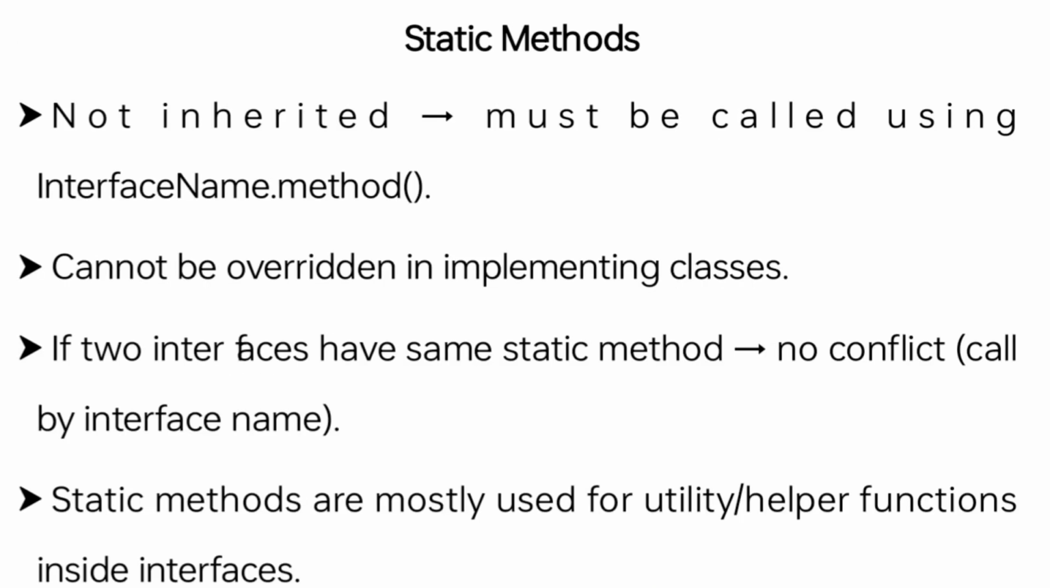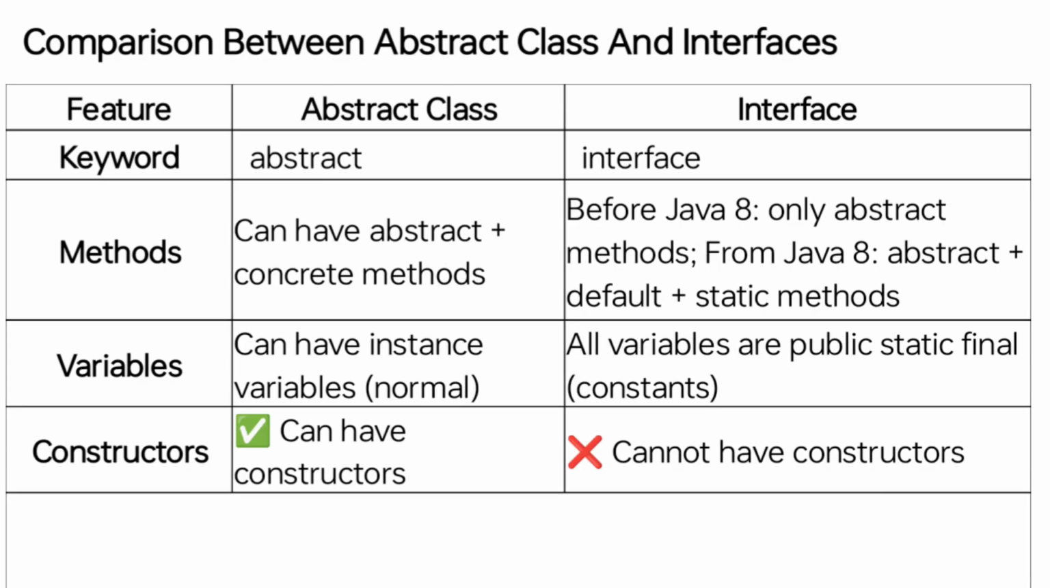B.show means the method defined in the B interface will be executed. Static methods are not inherited and cannot be overridden in the implementing classes. So no conflict arises. Now, a comparison between abstract classes and interfaces.